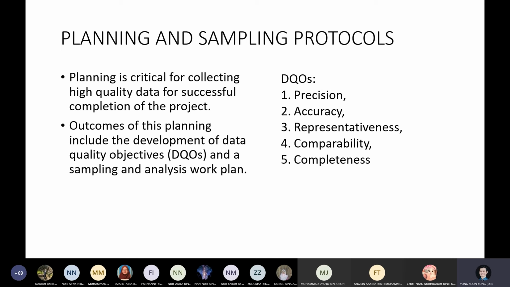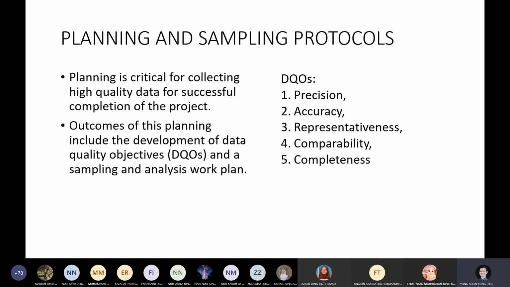And then number 4, the comparability. When we talk about comparability, it is when you have the data that you collected from a sampling plan for a sampling project, is it comparable to the standard or maybe even the data that you have from another location, for example? So how do you make them comparable?